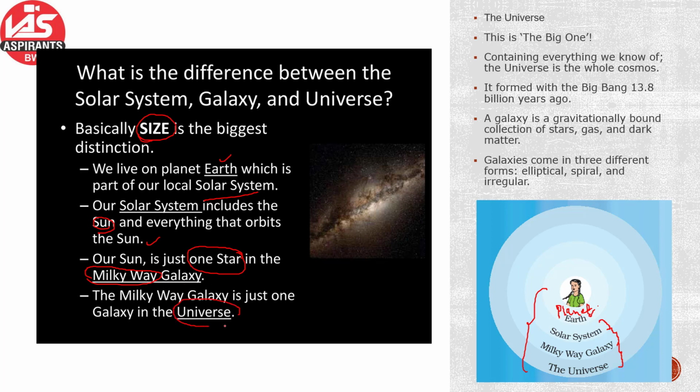So universe consists of millions and billions of stars and galaxies, right? So the universe is the biggest one, and it contains everything that we know of. It was formed with the Big Bang. So there is a theory called the Big Bang theory, which is given by Sir George Lemaitre.